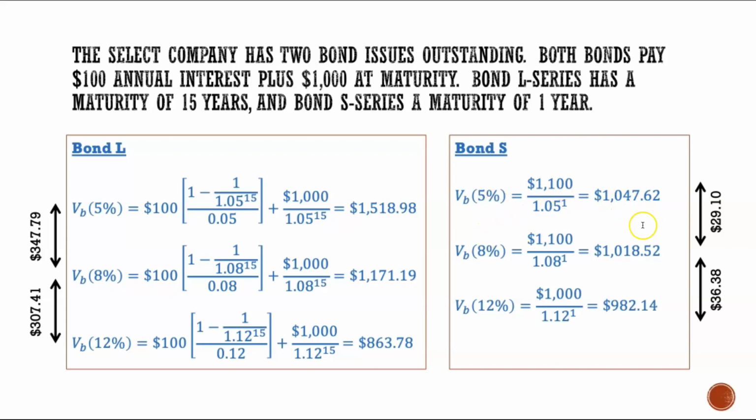For a similar increase in the rate, the value drops by about $29.10. Similarly, when the rate further goes up from 8% to 12%, the 15-year bond drops by $307.41, while the 1-year bond falls by $36.38. So the question is why?